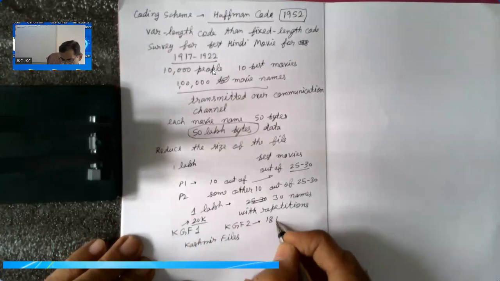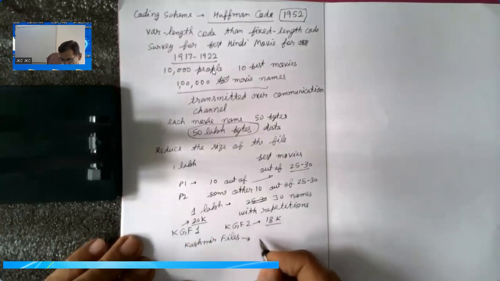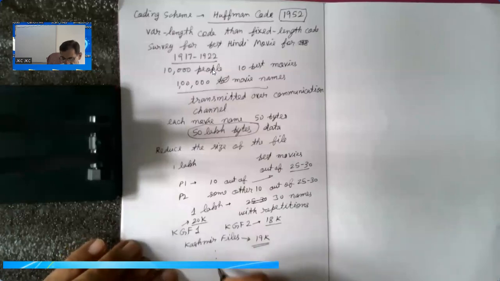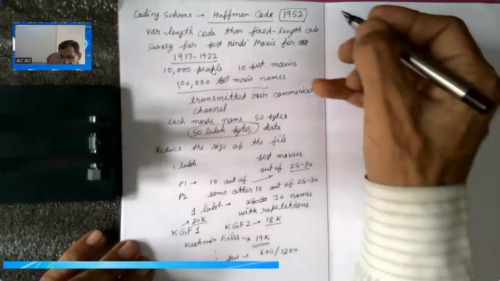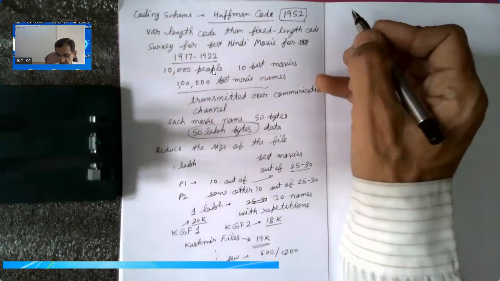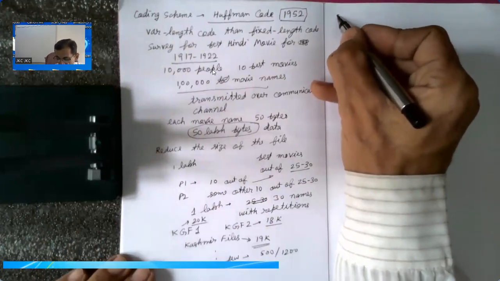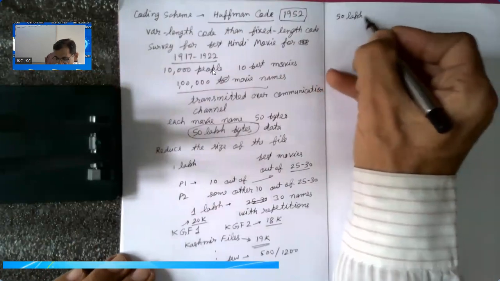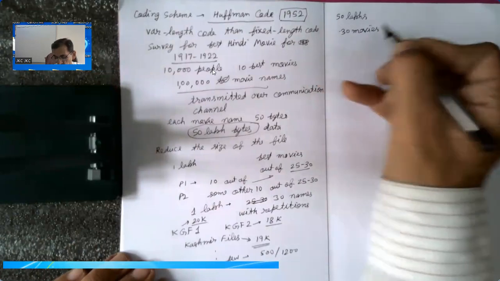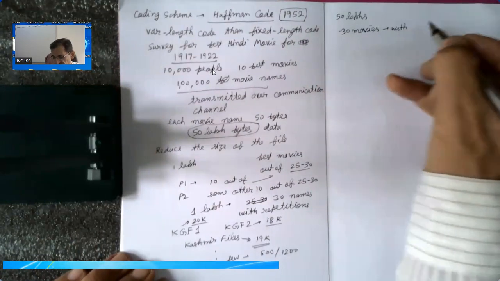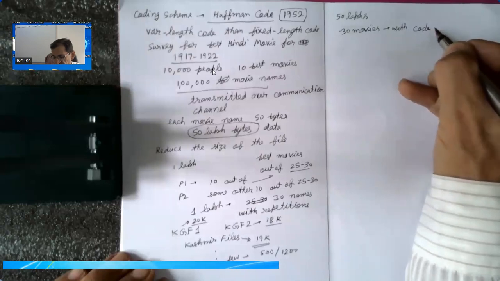Maybe another 18K could mean KGF 2. Some maybe 19K could mean Kashmir Files, and like that. And there will be a few names which will have maybe 500, or let's say only 1200, and something lesser than that. So effectively, what I mean is that if I have 50 lakhs data sent, versus I say these 30 movie names are to be given some code, and that code is sent, that will be a better choice.